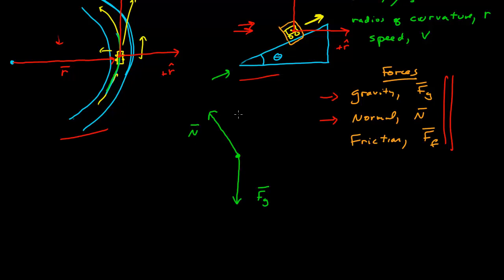Whenever I've got things on an angle, my purple here is perpendicular and parallel to the ground. And then I have yellow, which is perpendicular and parallel to the surface.